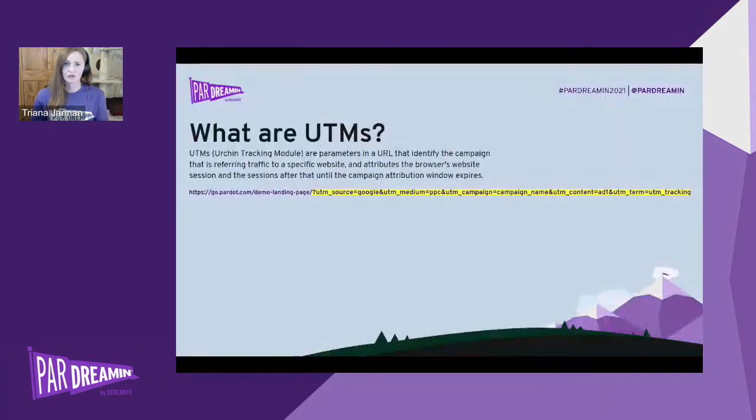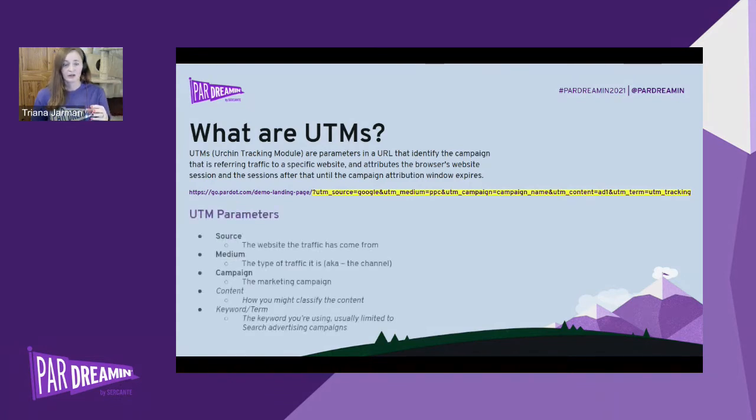UTMs, Urchin Tracking Modules. These are the parameters in a URL. They sit right at the end, which you can see here on my slide highlighted in yellow, and they identify the campaign where your traffic has come from. And these parameters will sit in the browser during someone's session until that session is finished.